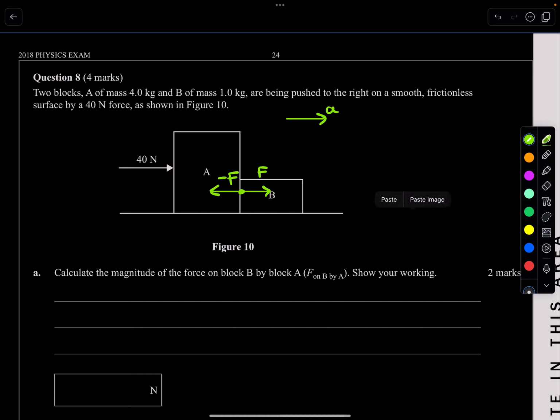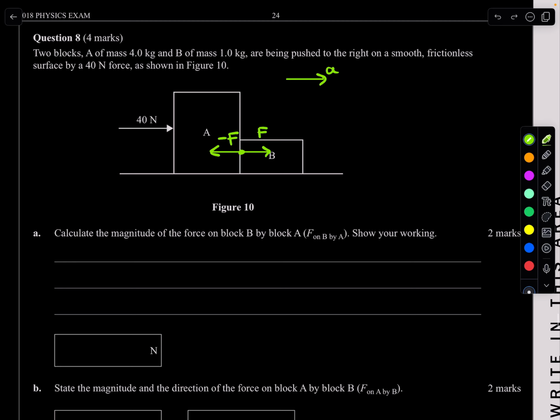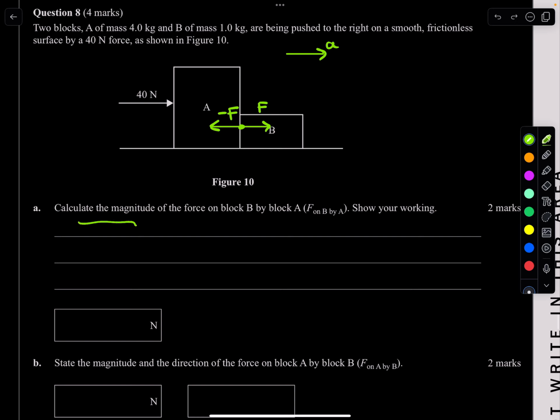And so, if we want to calculate the magnitude of the force on block B by block A, it's this force over here, this force. The way that I would do this question is, because I know the forces are actually just equal, both these forces are equal, I'm actually just going to isolate this system, this A. So if I isolate it here, imagine this here is block A. So this is block A.